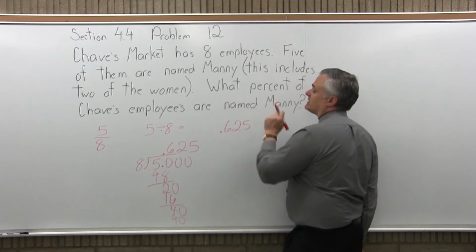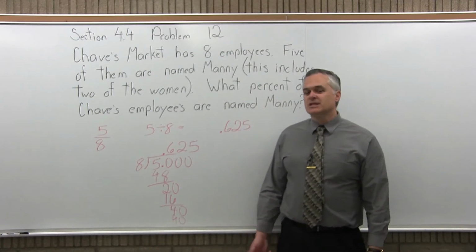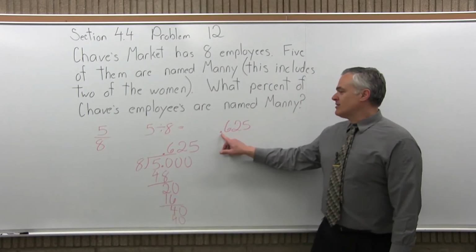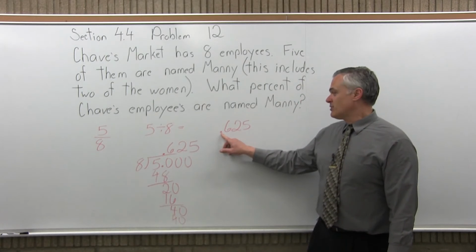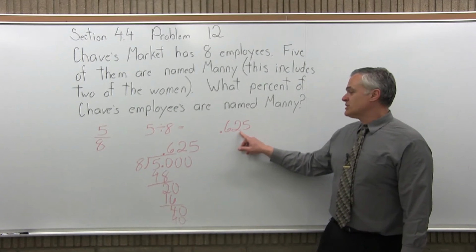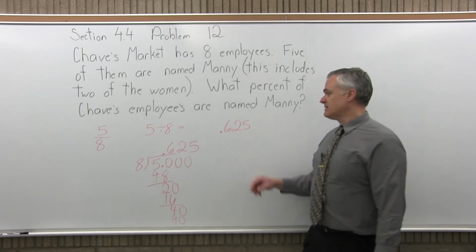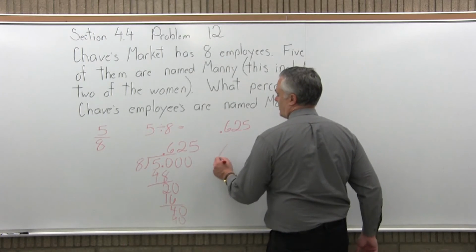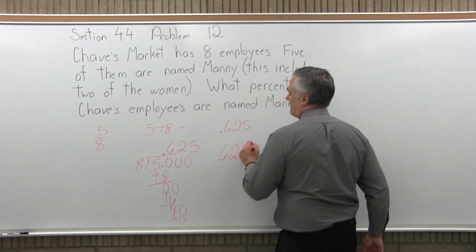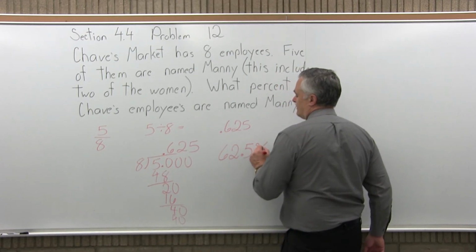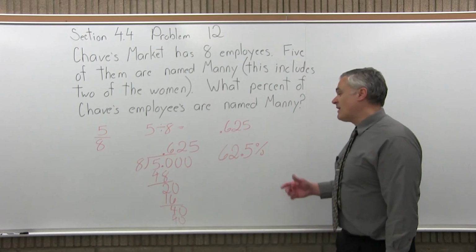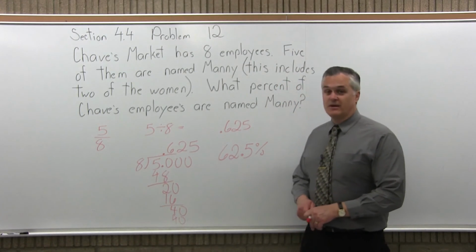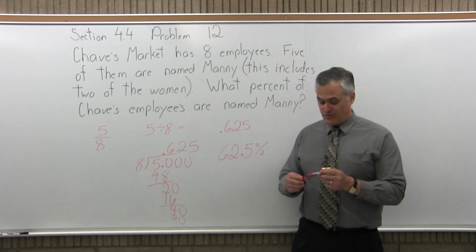Now the thing is, that's a decimal. The question asked me to write it as a percent. But going from decimal to percent is very easy. Take the decimal point where it's written to make it a percent, pull it over 2 positions to the right, and put a percent symbol after it. So if I go 2 positions to the right, it becomes 62.5, and I make it percent. So 62.5% of the employees at Shaw's Market are named Manny. If the question is true, of course it's not.